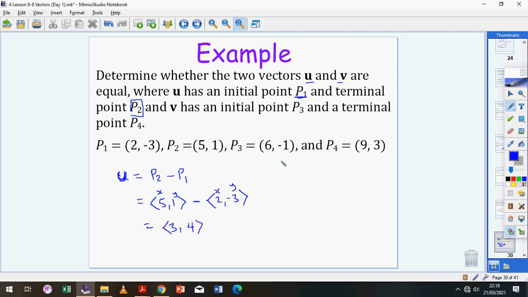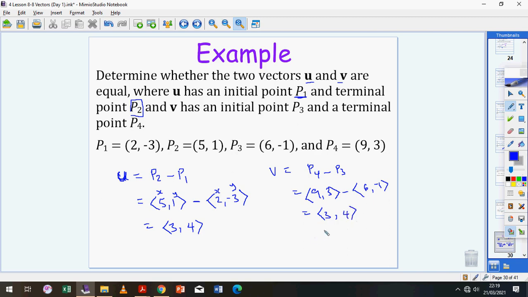Let me do the same thing here to find v's position vector. It will be P4 minus P3, which is terminal minus initial. Minus (6, -1). 9 minus 6 is 3. 3 minus negative 1 is 4.